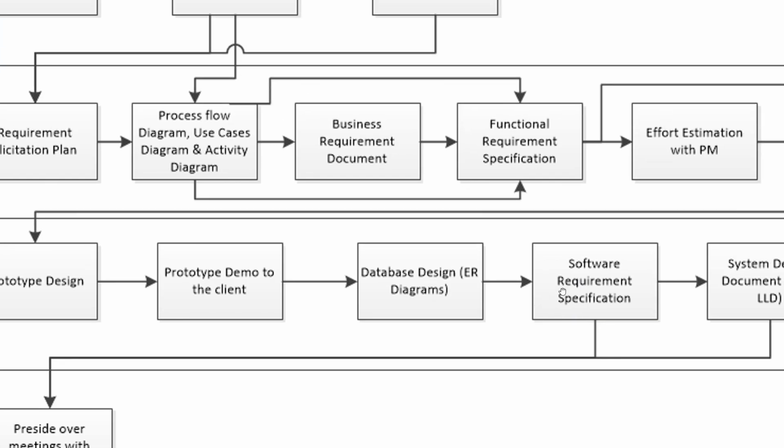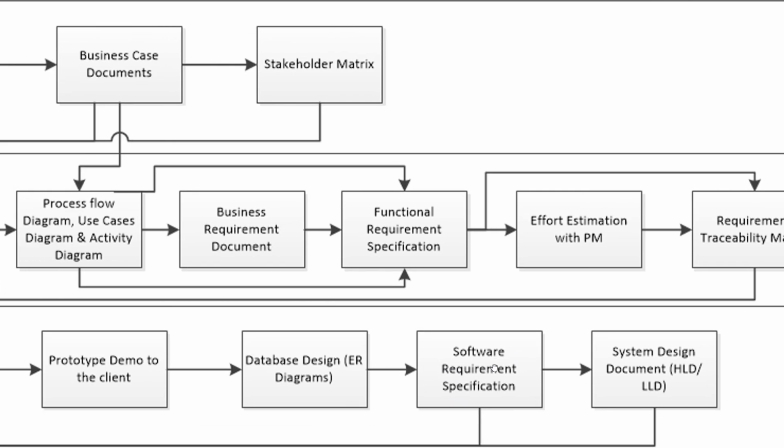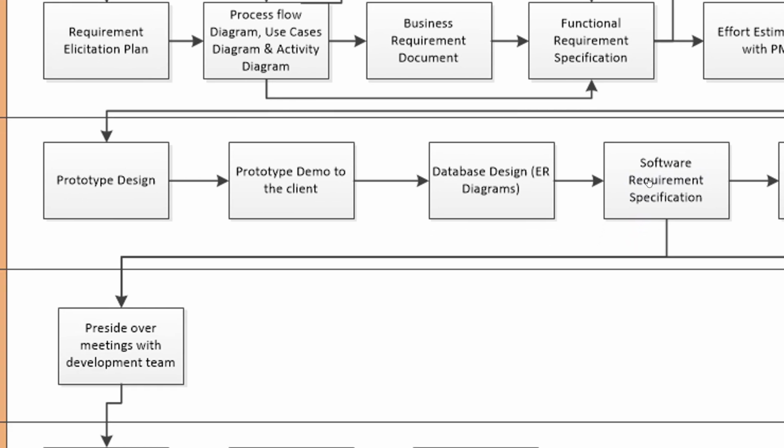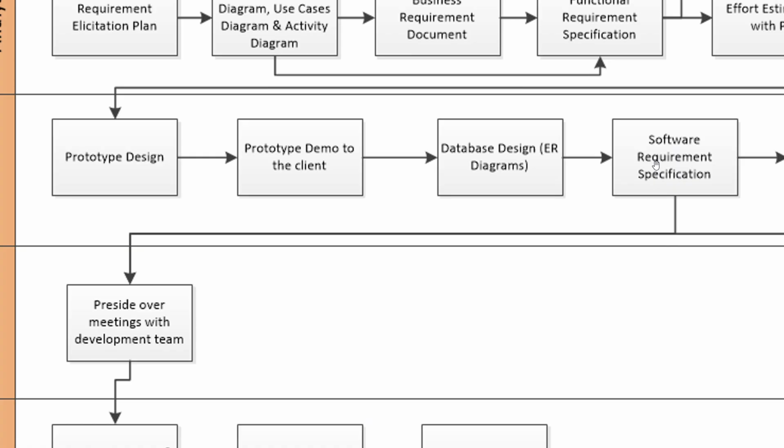Along with that, you need to have a requirement traceability matrix. You also need to understand as a BA that even if the developer wants changes or the client wants changes, it should not deviate from what has been mentioned in the FRS, or else a change management process will happen, right?